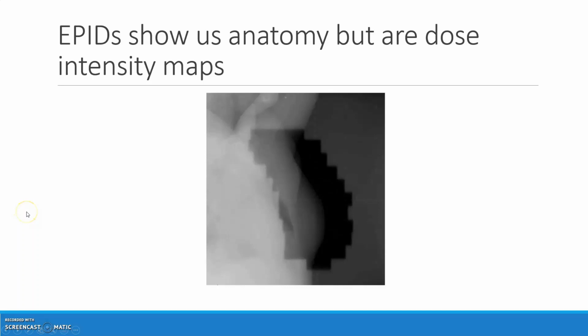Okay, so you all know that although most of you use cone beam CT now for geometric verification, in the good old days amorphous silicon detectors, or EPIDs, were used for geometric verification. They showed us anatomy in a blurry way, but actually what they're providing us with are dose intensity maps. So when we look at these, where it's black is where there's more radiation getting through to the image intensifier, where it's white, there's less getting through. And so any shades of grey represent different doses.